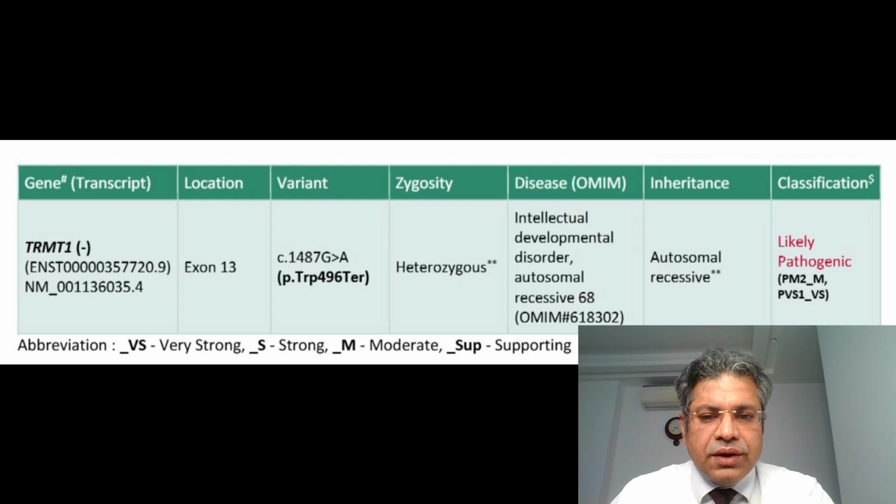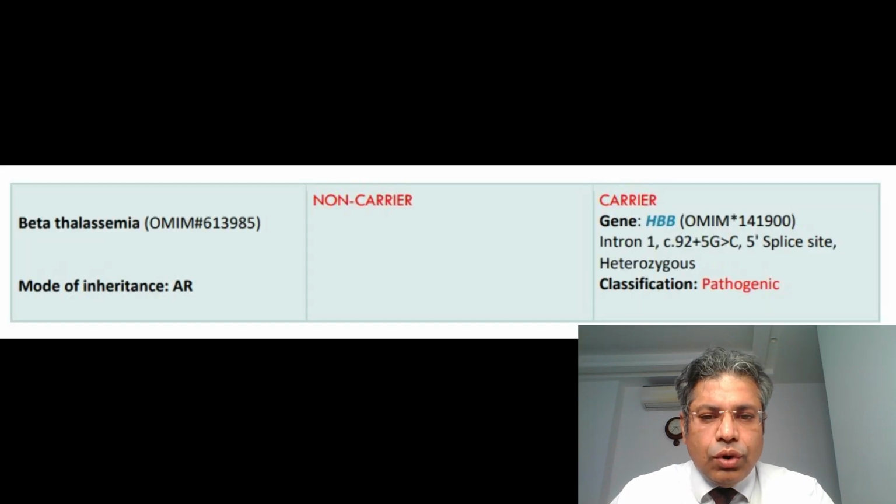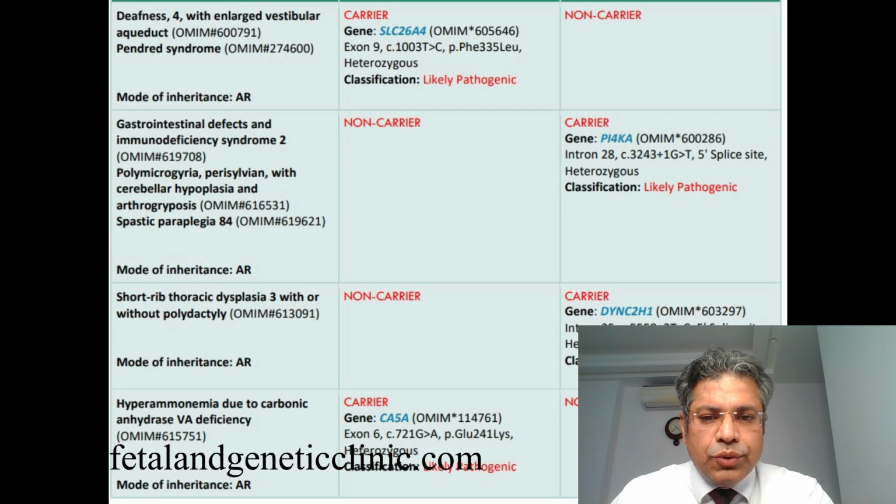So, meaning thereby that we want to look around for beta thalassemia. Now this is the beta thalassemia carrier status, but out of this what we've identified is that a lot of permutation and combination is happening, in which both the partners can be carriers for a lot of genes.